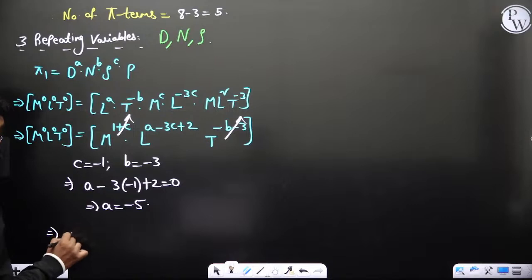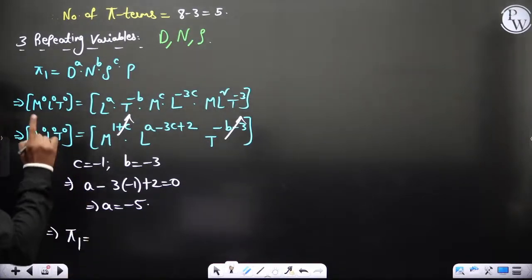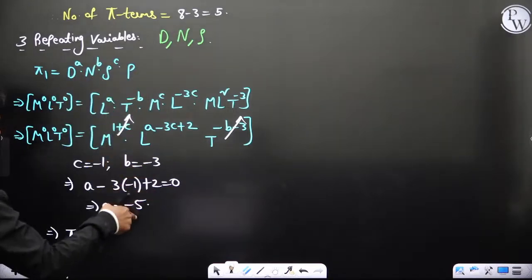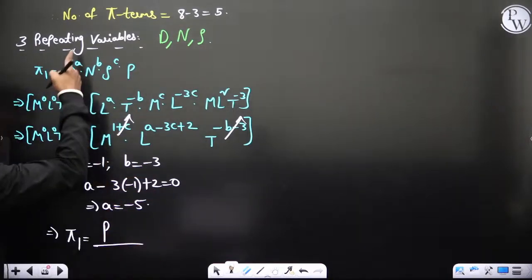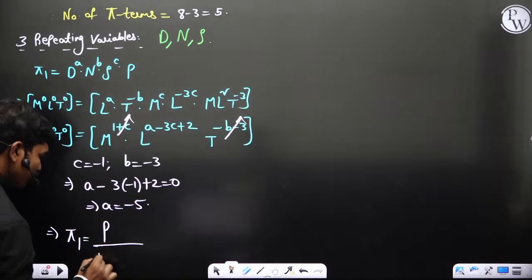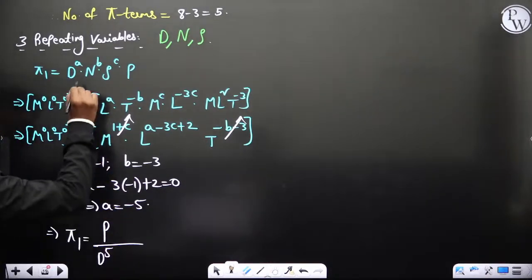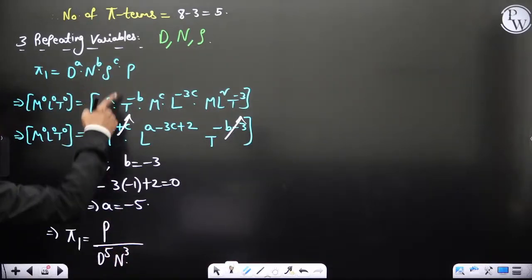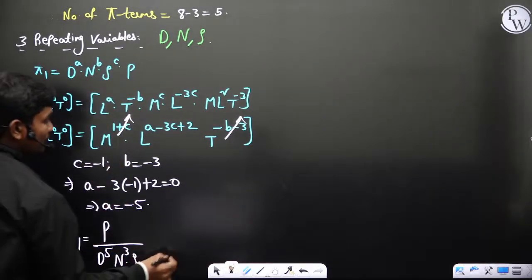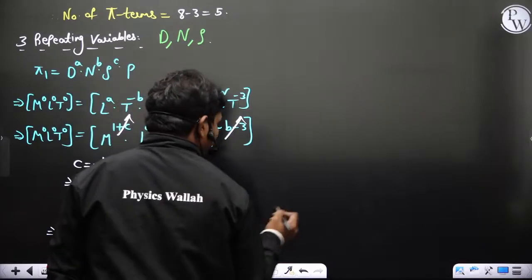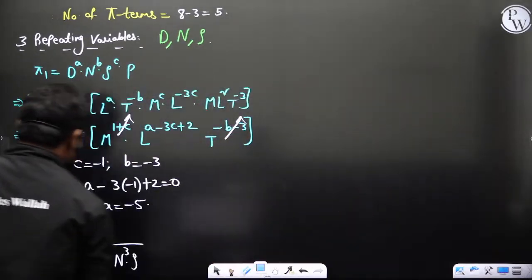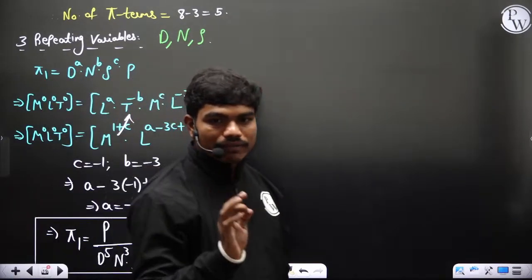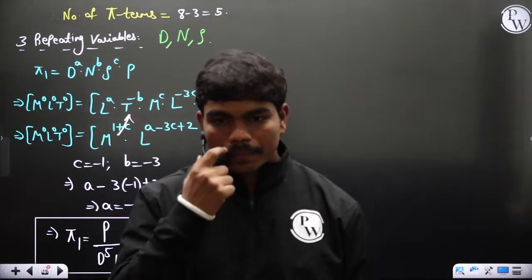Therefore the first dimensionless term that should be equal between the model and the prototype is P, D to the a, b, c, all of which are negative, correct? So P by D power a, so a is minus 5, so D power 5, then N power b is minus 3, so this is 3, and rho power c is minus 1, so this is 3. So the first dimensionless term that you get is P by rho N cube D power 5. You might have seen this term. Whenever you want to calculate power, you keep on equating these things.